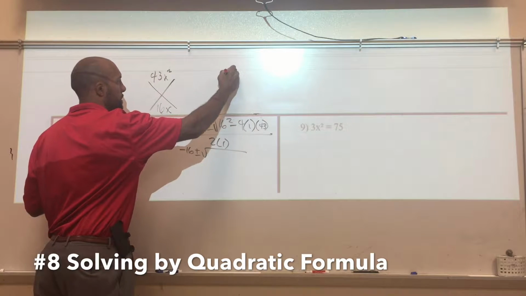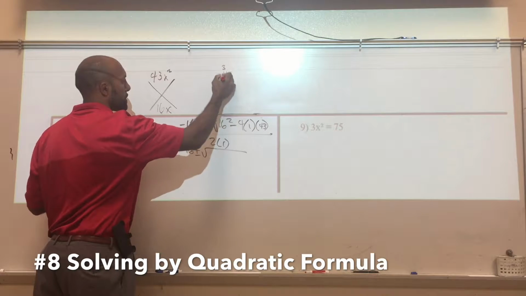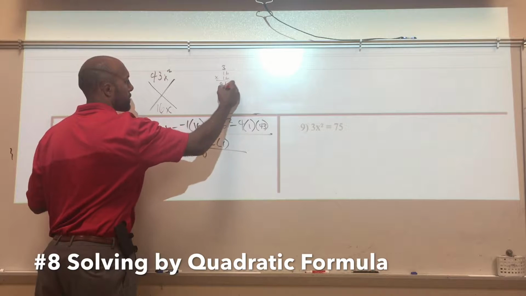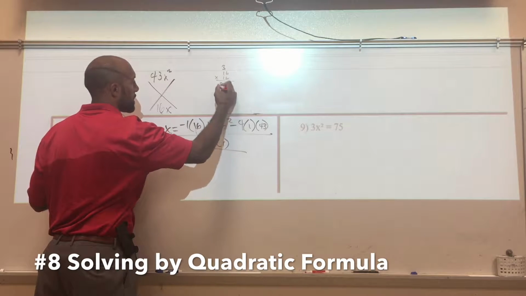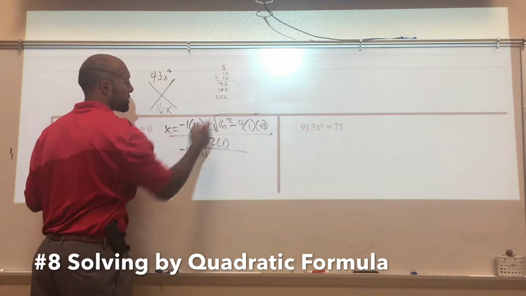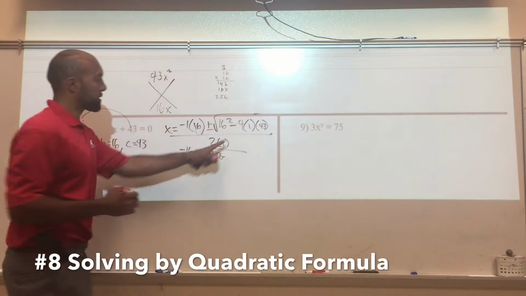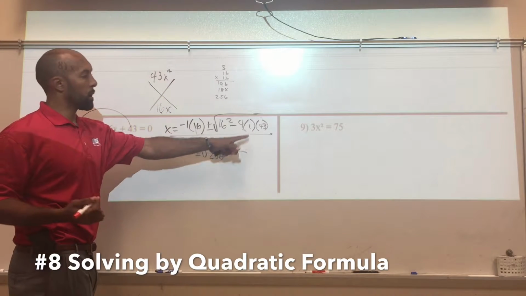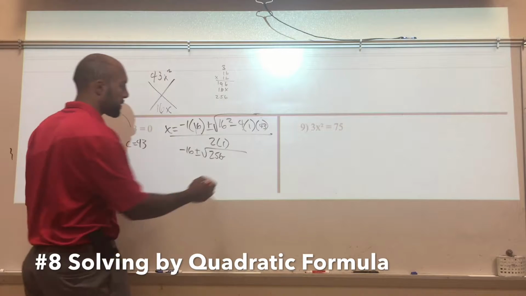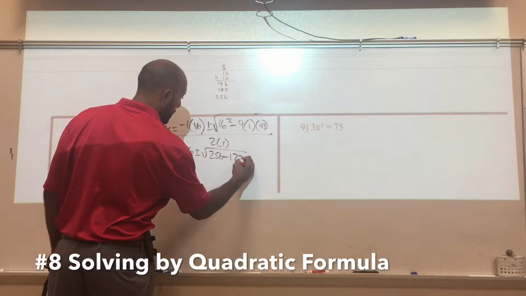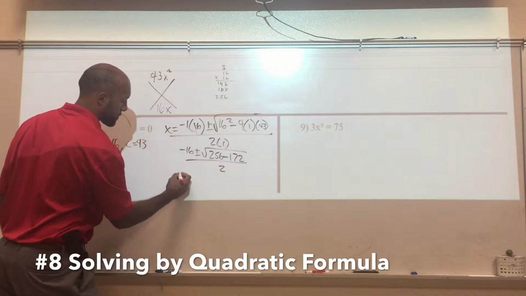16 squared, I don't really know what that is right now, so I'm going to do it real quick. 16 times 16, that gives us 256. 256 minus 4 times 1 times 43. Let's see, that's 172. So minus 172. 2 times 1 on the bottom, 2.